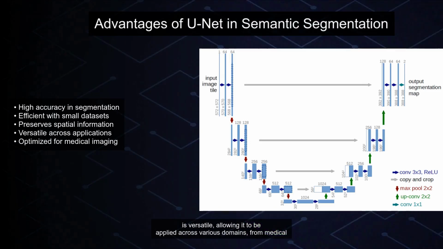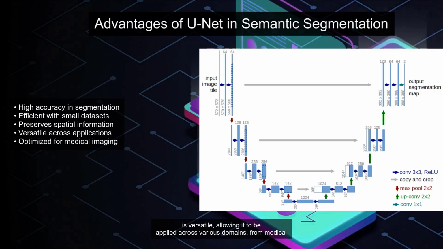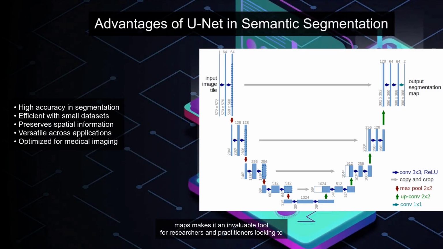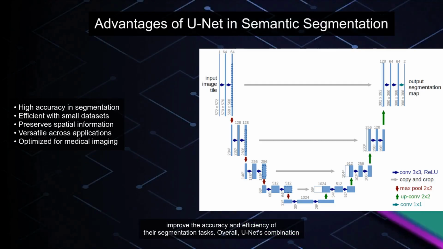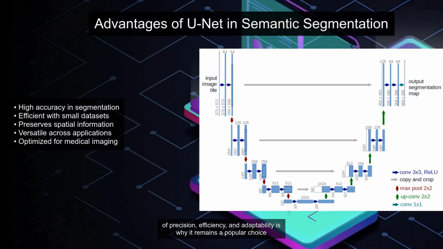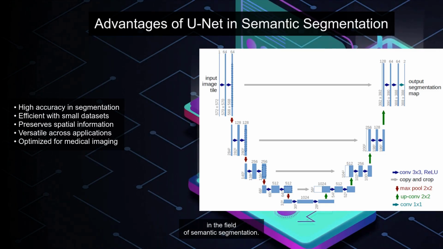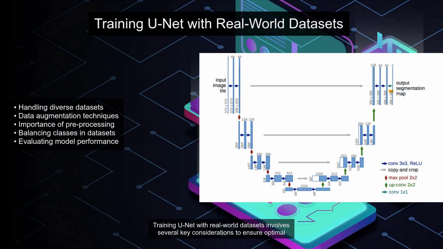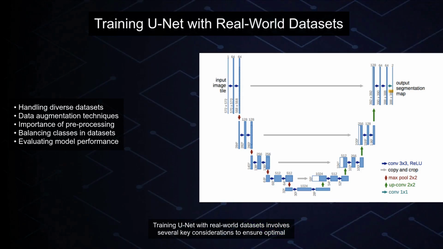UNet's architecture is versatile, allowing it to be applied across various domains, from medical imaging to remote sensing and beyond. Its ability to produce detailed segmentation maps makes it an invaluable tool for researchers and practitioners looking to improve the accuracy and efficiency of their segmentation tasks. Overall, UNet's combination of precision, efficiency, and adaptability is why it remains a popular choice in the field of semantic segmentation. Training UNet with real-world datasets involves several key considerations to ensure optimal performance.